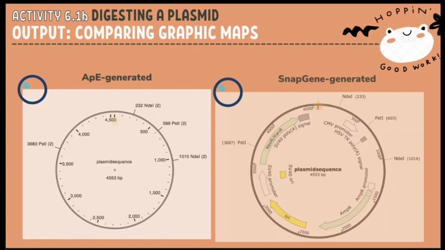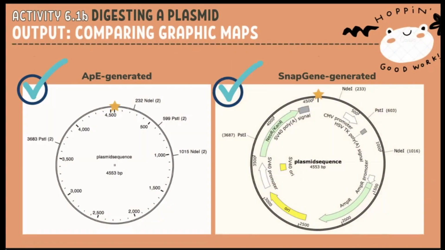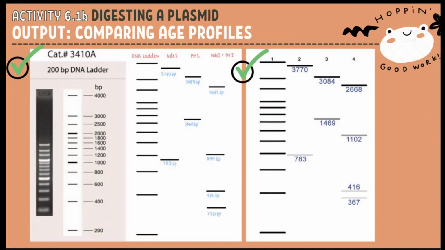Here is a comparison of the APE-generated graphic map and the SnapGene graphic map. There are minor differences in the sequence numbers, which could be attributed to differences in algorithms and in setting the arbitrary 0 marker for the plasmid, as indicated by the stars. Results also showed that our drawing and the APE-generated AGE profile are quite similar.